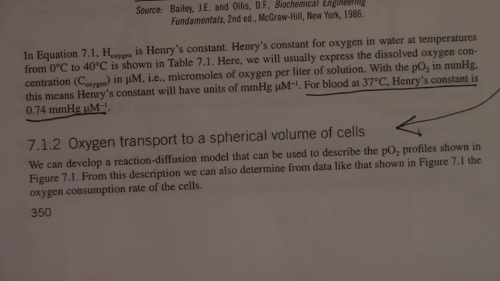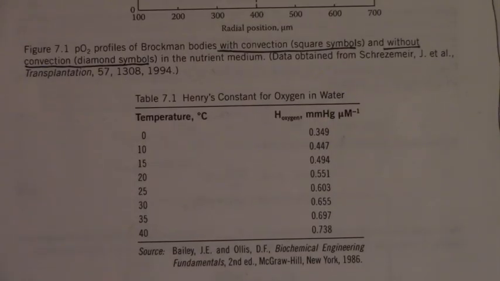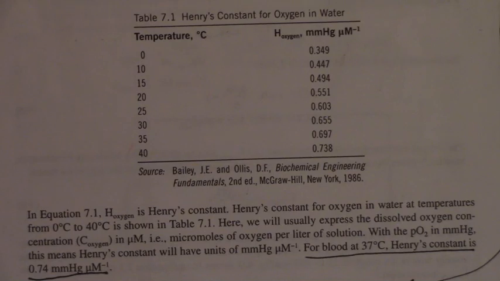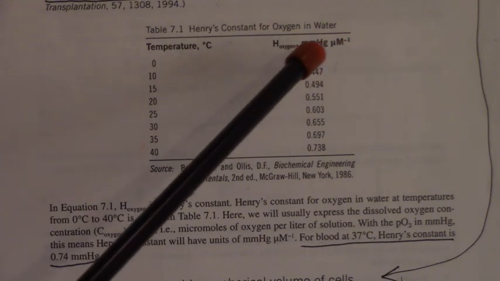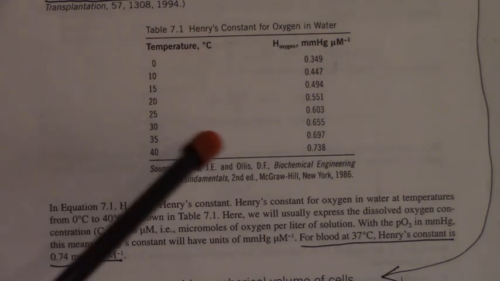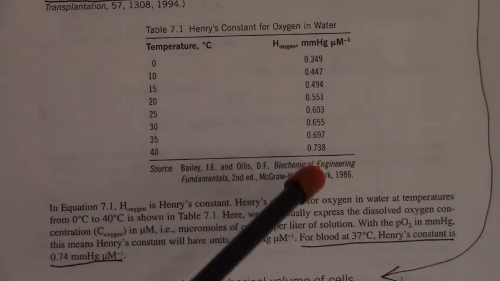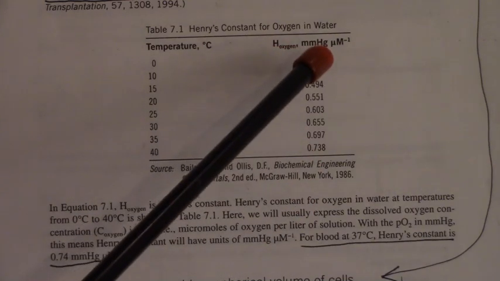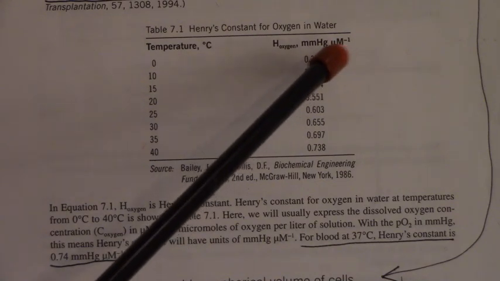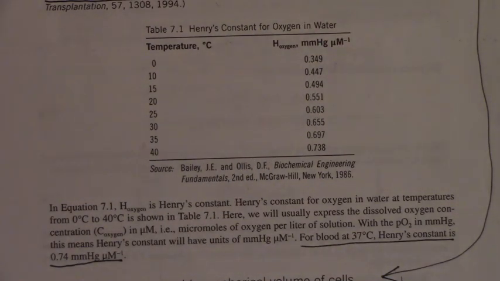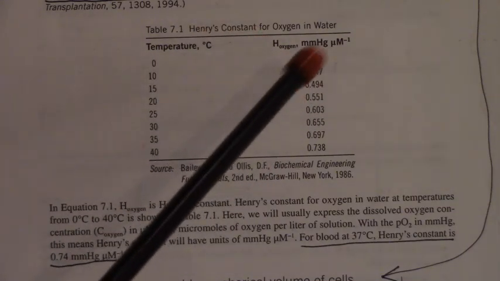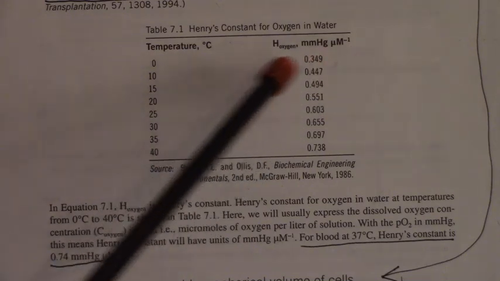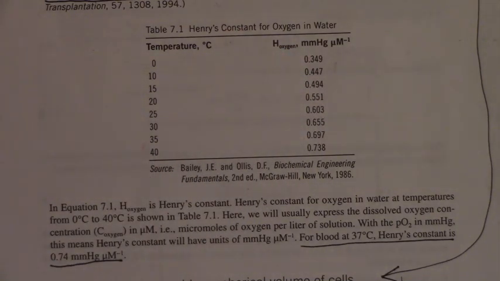Now the Henry's constant is shown in this table right here. Here's a table that presents the Henry's constant for oxygen in water at various temperatures. And in my book, the units I like to use for my Henry's constant are millimeters of mercury for the pressure and micromolar for the oxygen concentration. Different folks use different variables, and that's just another part of engineering analysis: you might see other people using different concentrations, and you would just have to be able to convert back and forth.